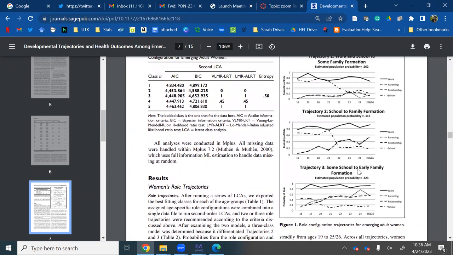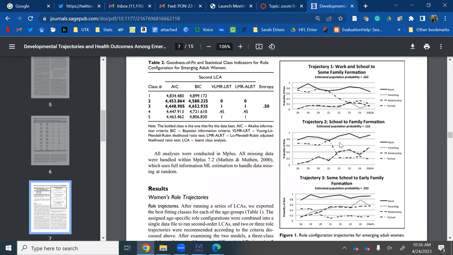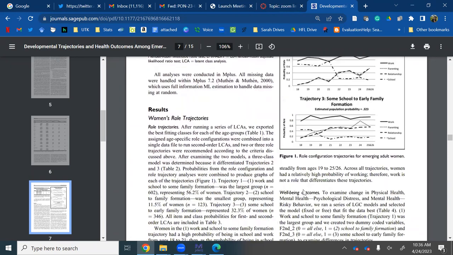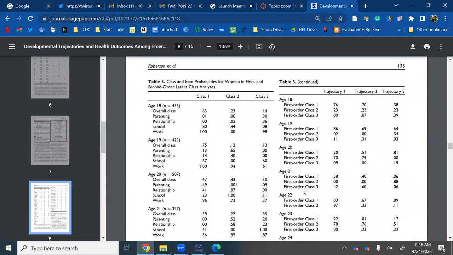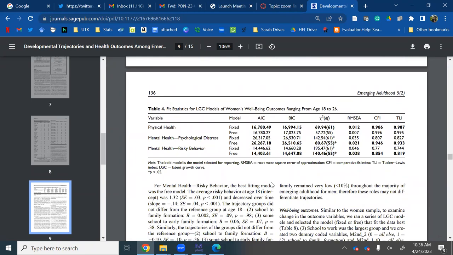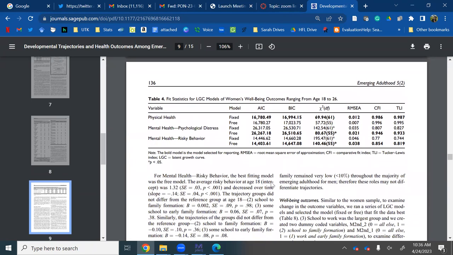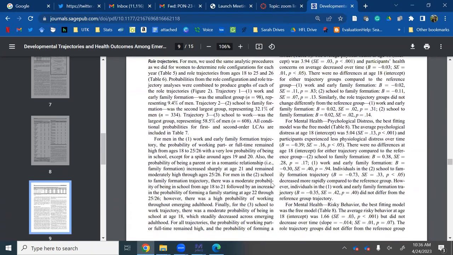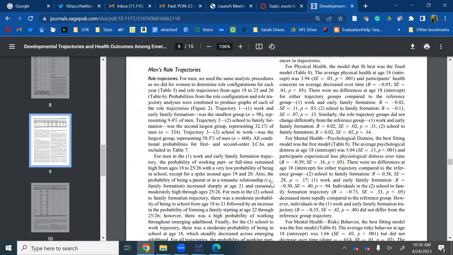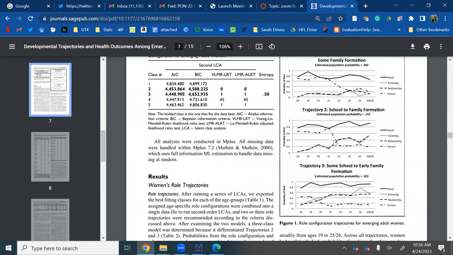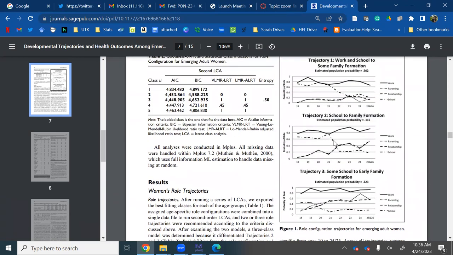So I ended up getting these three trajectories, and then I was able to, depending on how they were linked to those trajectories, look at outcomes, with different trajectories for men and women. Anyway, like seeing how depression and anxiety played a role. So you can look at binary variables like that as well.